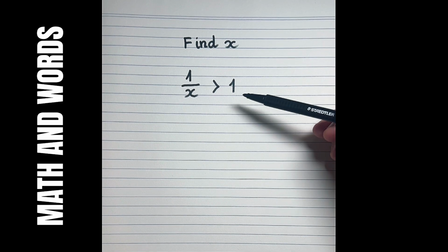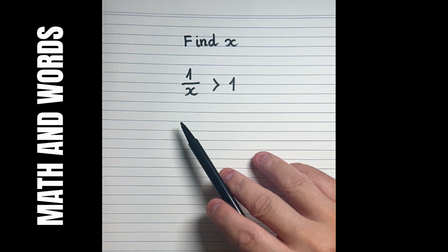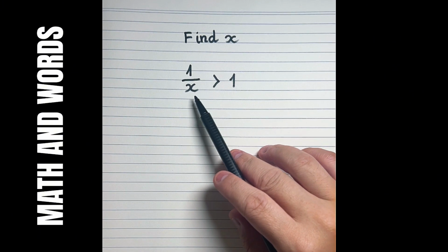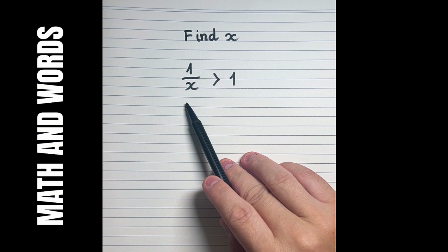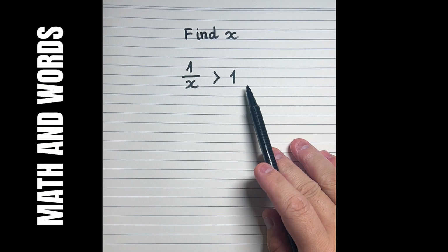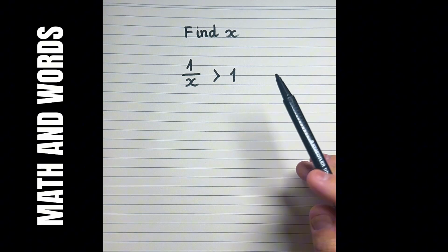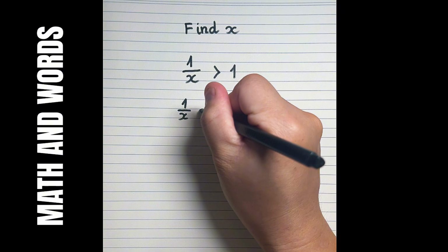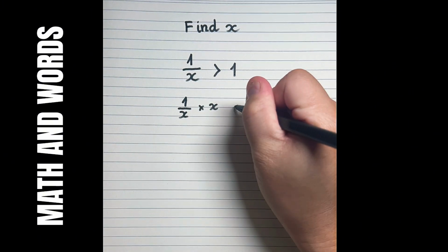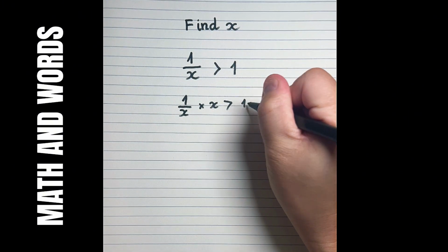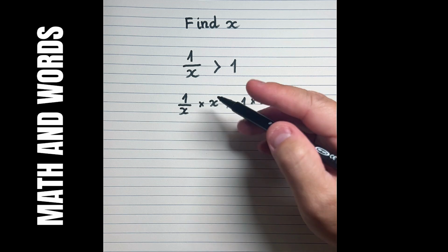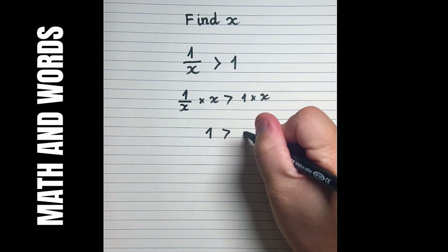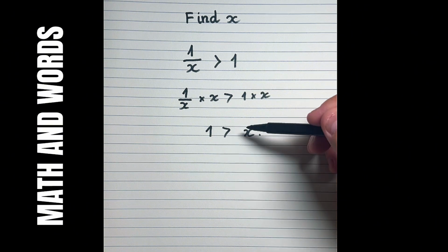I want to show you a very common mistake when people see this question for the first time. What they do is they times x on the left hand side and x on the right hand side to balance this inequality. So let me quickly show you the problem right here. I have 1 over x, and then I times x on the left, I times x on the right. We can say 1 over x times x will give me 1, and 1 is greater than x here. So we have 1 is greater than x.